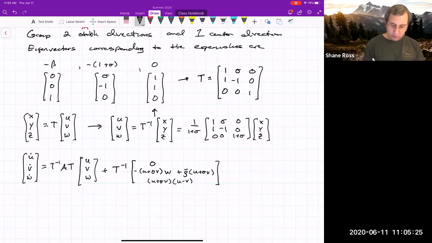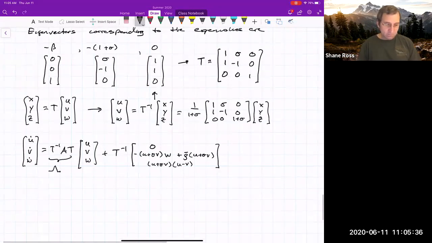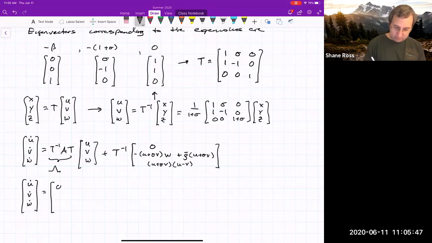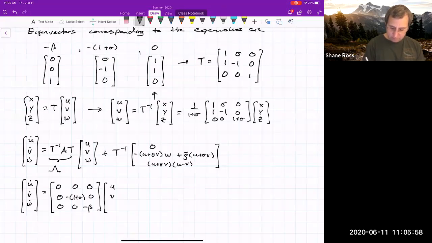Okay. We know what T inverse is. It's a diagonal matrix with the eigenvalues along the diagonal. So here goes, U, V, and W. So writing things now it's going to be in the appropriate form. We'll have 0, 0, 0, 0, minus 1 plus sigma, 0, 0, 0, minus beta, times U, V, W. You work out T inverse times that thing, and this is what you'll get.